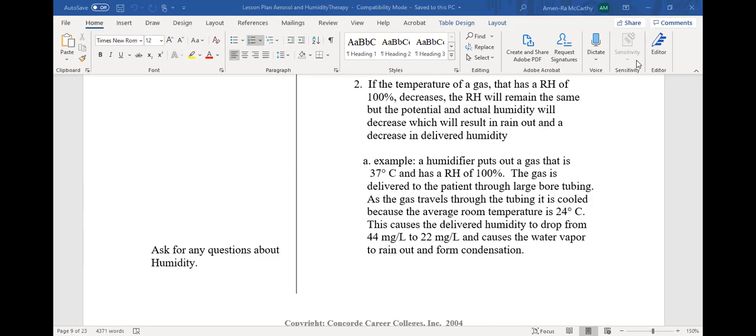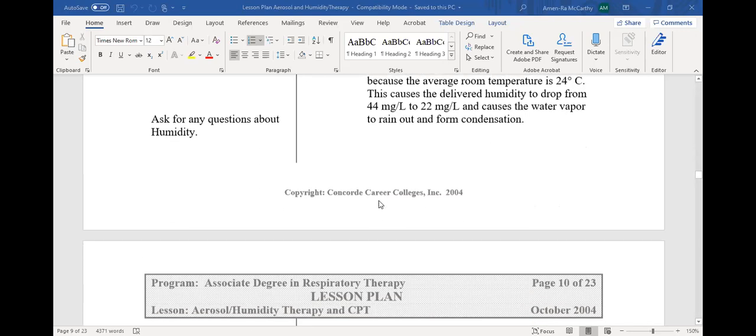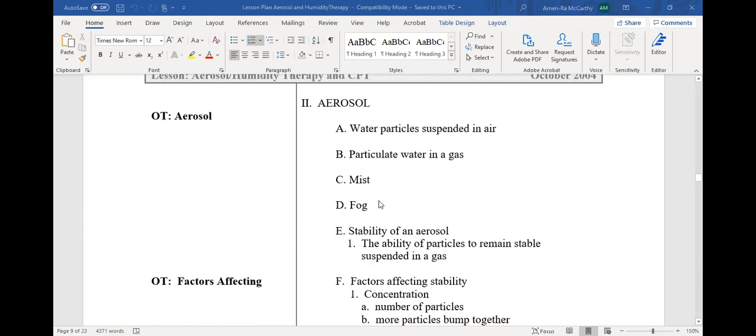All right. So that's what happens. It gets cooler, and as it gets cooler, it condenses. It comes together and drops out. Once the droplets start combining with each other, they get too heavy to stay in the air, right? And as soon as they get too heavy, they just fall from the air as water droplets. That's called rain out.